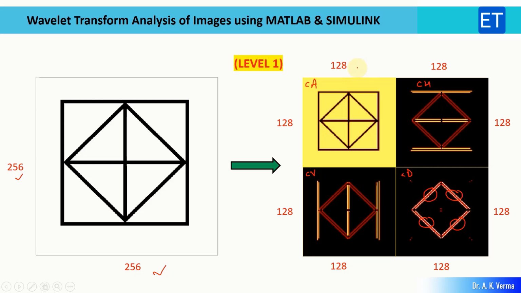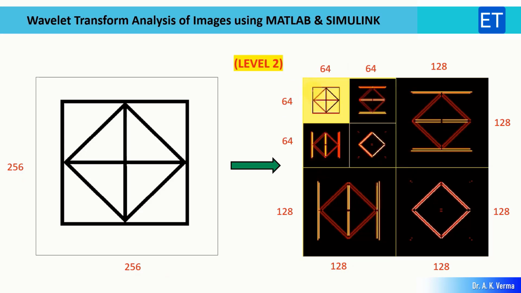And in the CH matrix you can see that the horizontal detail of the image is highlighted. These coefficients are large in magnitude. Similarly, in the vertical matrix, the vertical detail of the image is dominant. And if you go for the second level decomposition, this CA matrix will be decomposed further into these 4 matrices again. So this is your CA2, and this is horizontal, this is vertical, and this is diagonal. These are the diagonal coefficients.